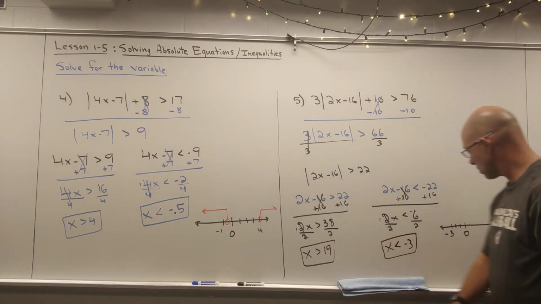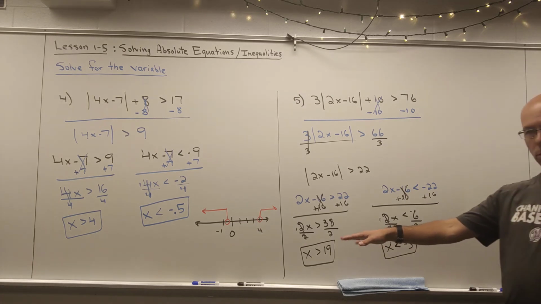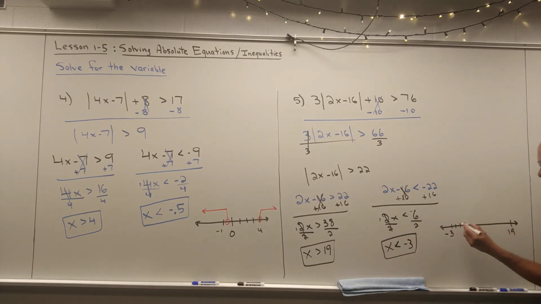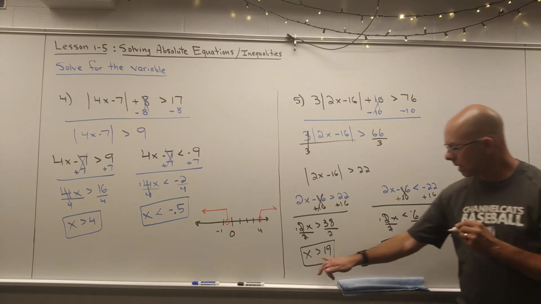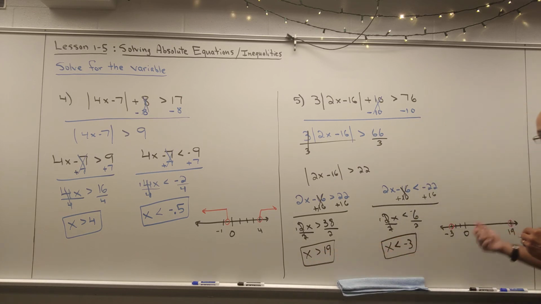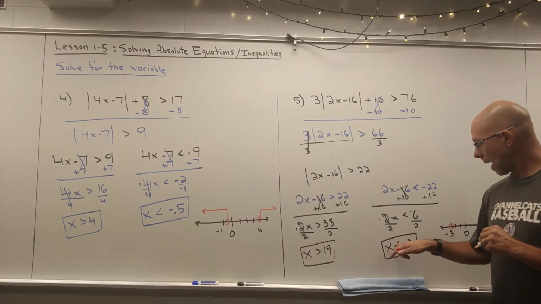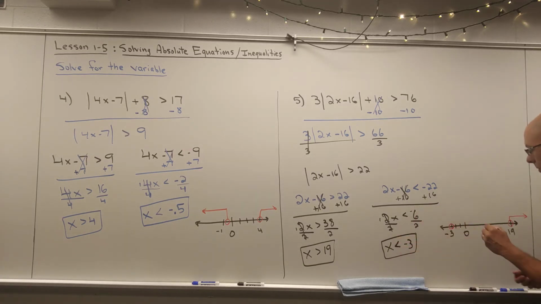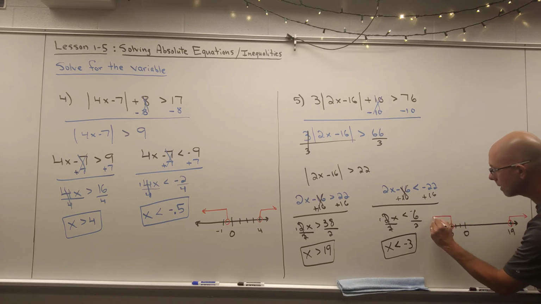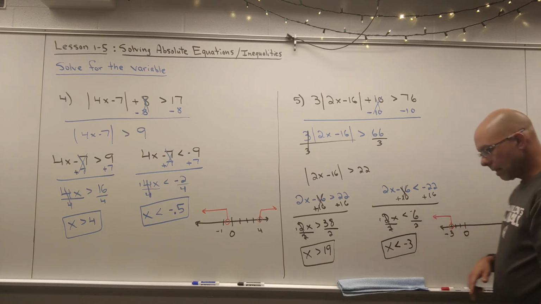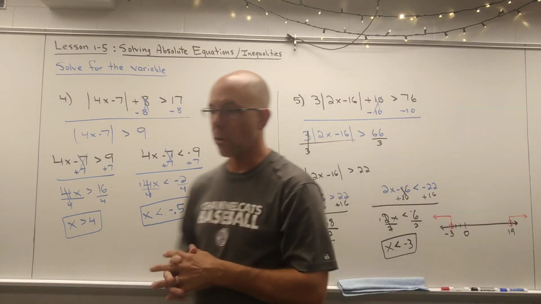The first answer, oh, by the way, there's no equal to here, so everything should be open circle. So open circle on the negative 3, open circle on the 19. This answer says x is greater than 19, greater than. That's this way, and that's a good sign. It's going away from the negative 3, and then x is less than negative 3. That's that way. That's a good sign. So there you go, folks.